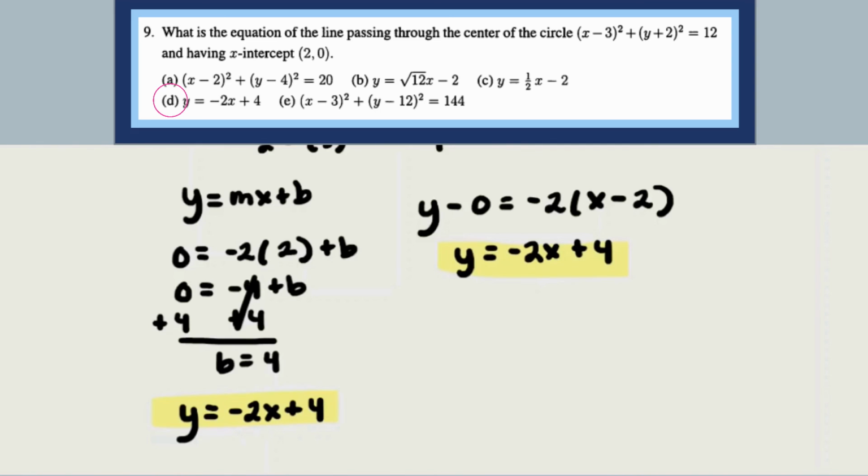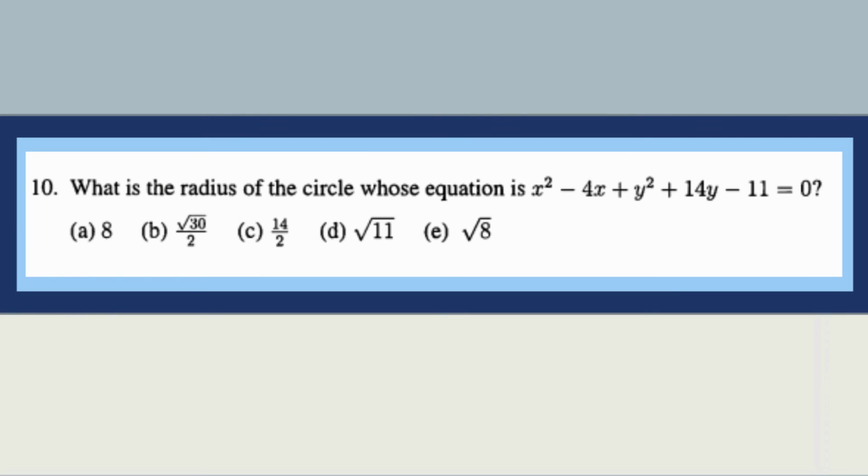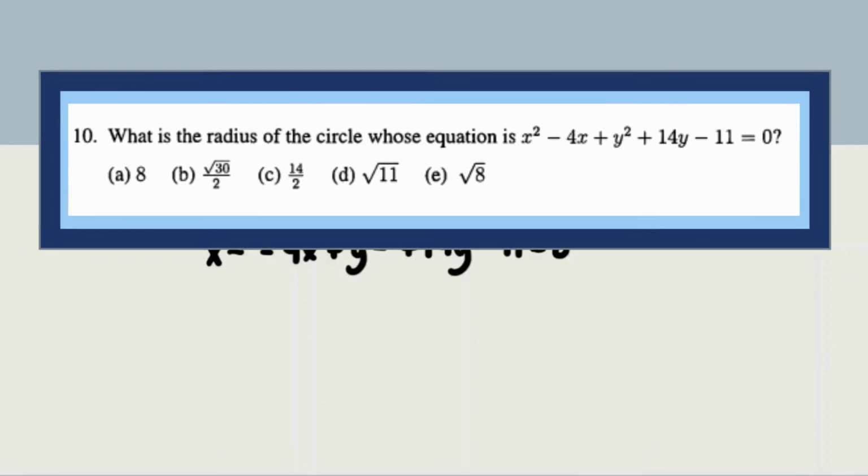Alright guys, so now we're going to move on to question number 10, which is the last question that we're going to be going over in this part. Question number 10 says: what is the radius of the circle whose equation is x squared minus 4x plus y squared plus 14y minus 11 equal to 0? So I'm first going to write down this equation real quick.